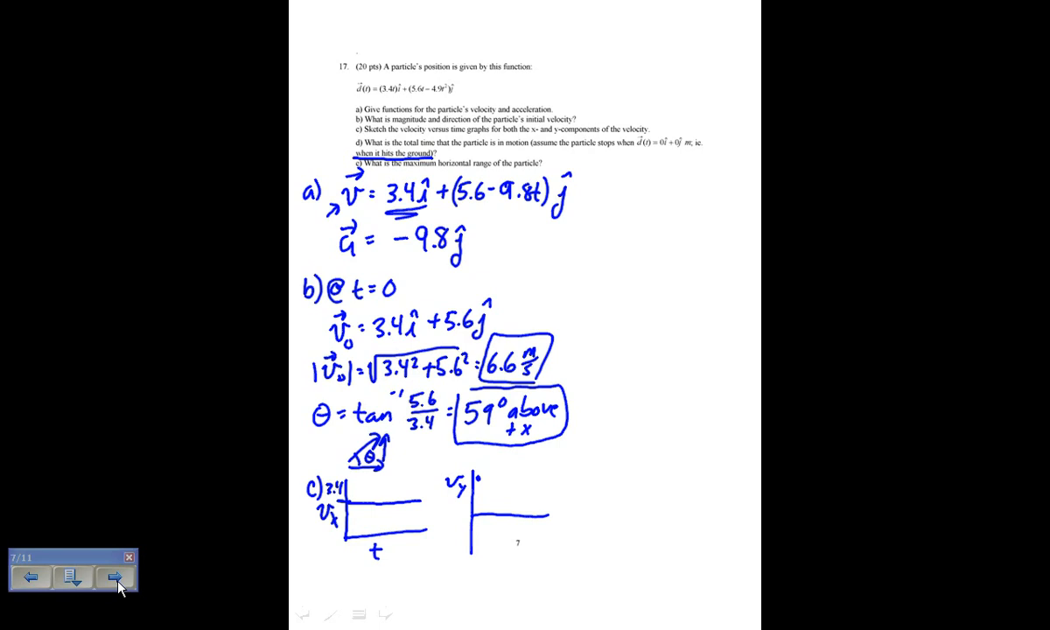Now, the velocity in the y direction, if you haven't guessed it yet, this is projectile motion. The velocity in the y direction starts out positive, at 5.6, and then it decreases linearly. At the top of the trajectory, that velocity goes to 0, and then it keeps increasing in the negative direction, speeding up in the negative direction until it hits the ground. If I were to plot the path of this, it would look like this. Simple projectile motion problem. Now, let's look at part D.